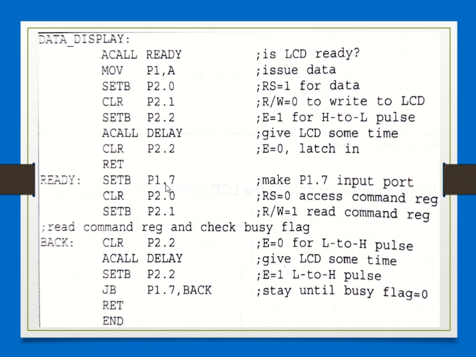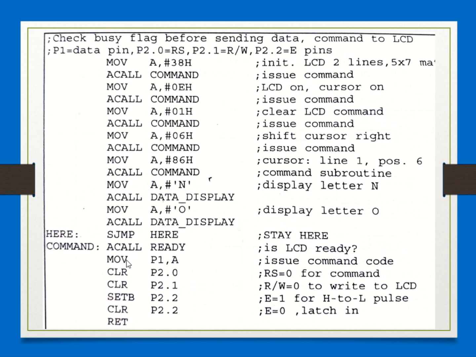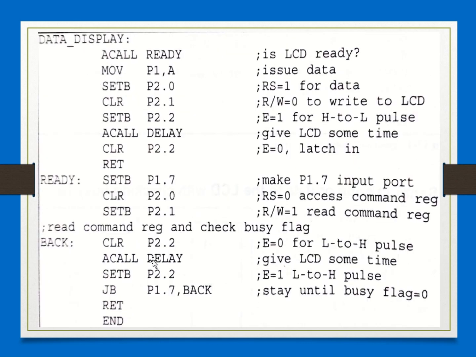First, you are configuring it as an input line by setting it. Then you are saying, I want to access the command register by making RS equal to 0. Then you are making P2.1, that is the R/W line, 1, saying that now I'm reading. This is a read operation. So it will go back here. What will happen now? The contents of A will come to port 1.